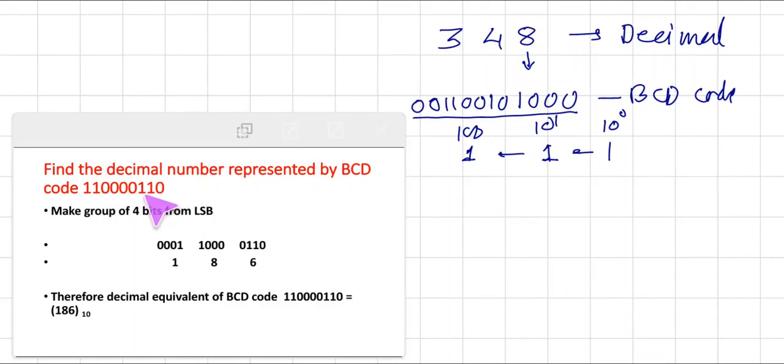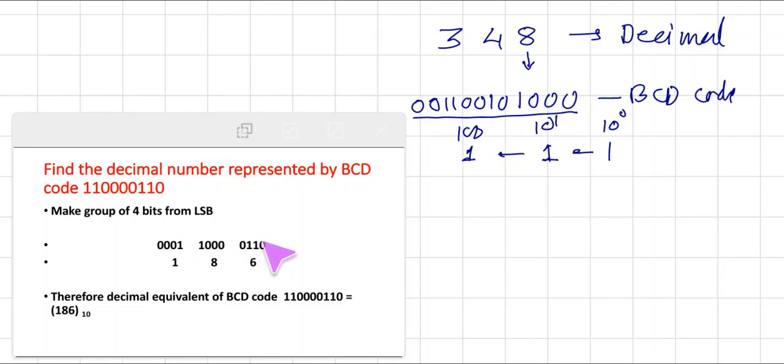So 0 1 1 0, that means these 4 bits make a group, that is this LSB. Second is 0 0 0 1, that means this 1 0 0 makes another group. So only a single digit 1 remains, but we have to write it in the form of 4 bits, so that becomes 0 0 0 1.